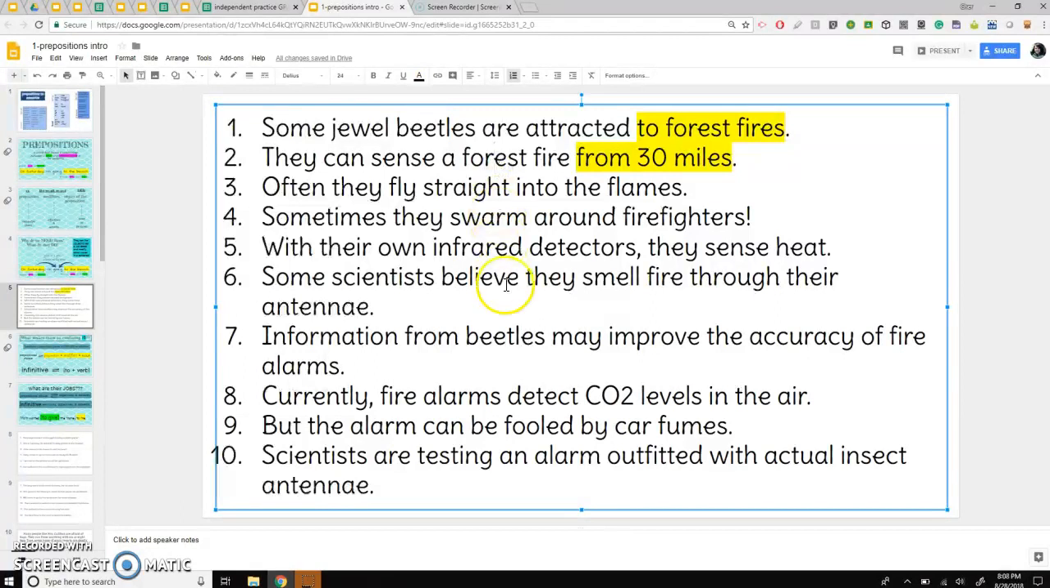So what I'd like for you to do is finish doing these examples. See if you can figure out what they're describing. In this case, to forest fires is describing where they're attracted. So it's acting like an adverb. They can sense a forest fire from 30 miles. They can sense it from where? From 30 miles. It's going back and describing this verb. So again, it's acting like an adverb.